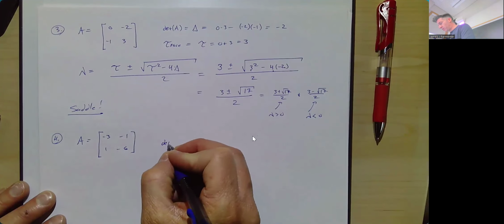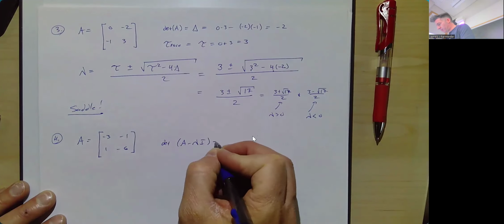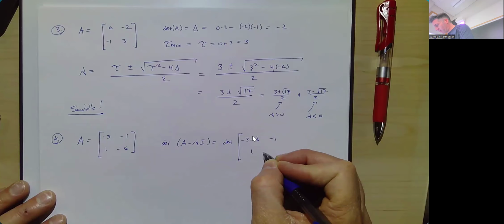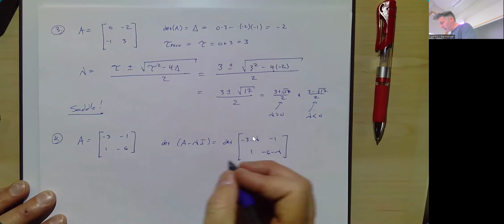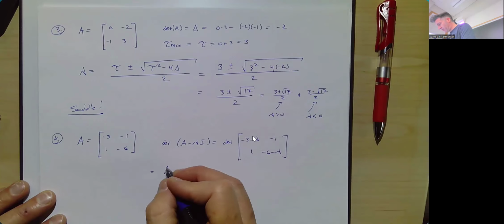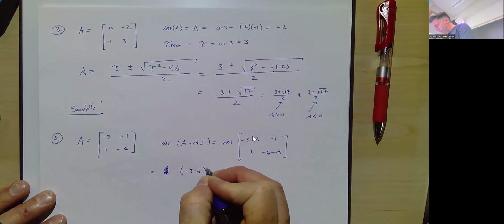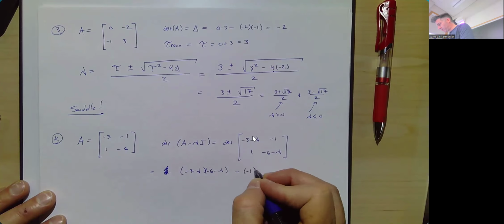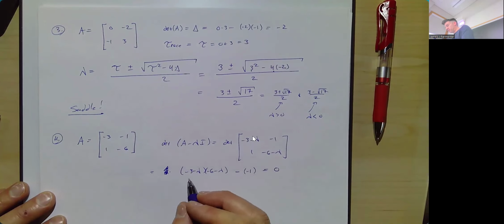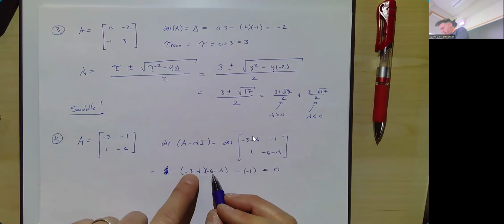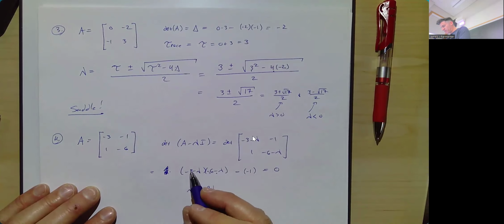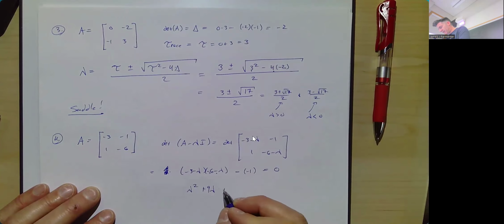So the determinant of A minus lambda I is going to be the determinant of -3 minus lambda, -1, 1, -6 minus lambda. Multiply it out. Actually, I'm not going to write the determinant, I'm going to multiply it out. We're going to have -3 minus lambda times -6 minus lambda minus 1 times 1. Lambda squared, and then I have a +6 lambda plus 3 lambda is +9 lambda. I have a -6 times -3, which is +18, and then +1 is +19.